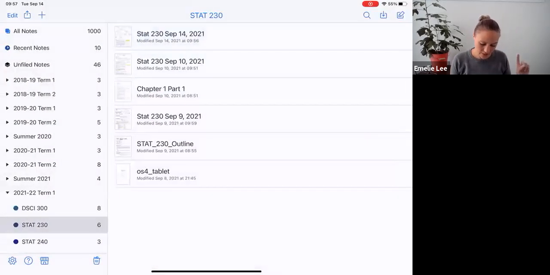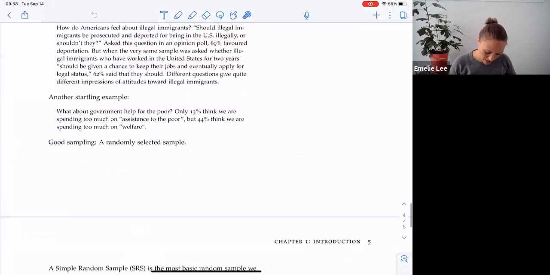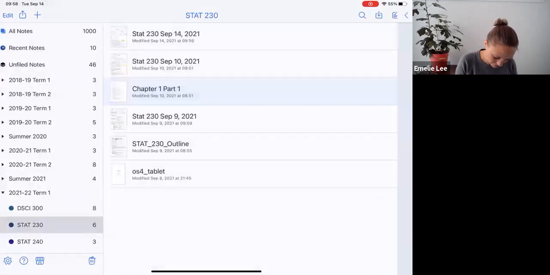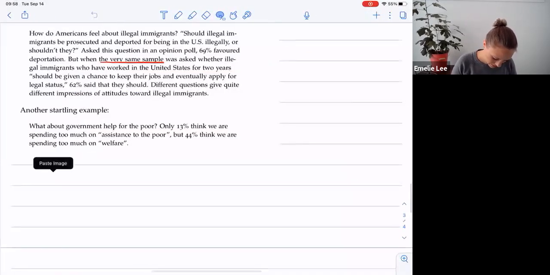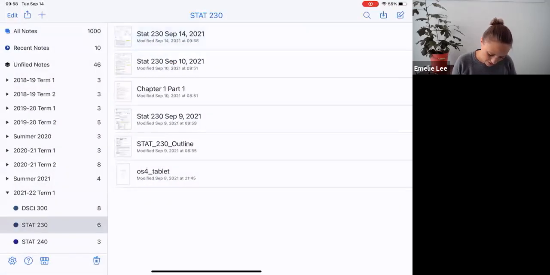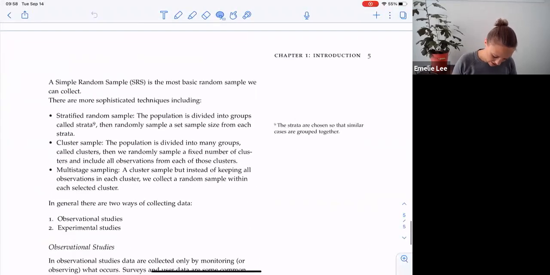Now let's talk about good sampling. What should we be doing, right? So we should be avoiding bias as much as possible, right? And bias comes in many forms, but good sampling, like we established, is good.